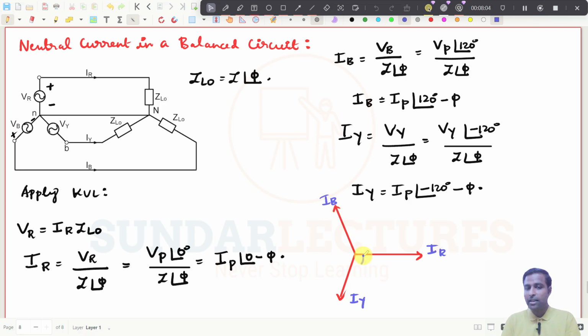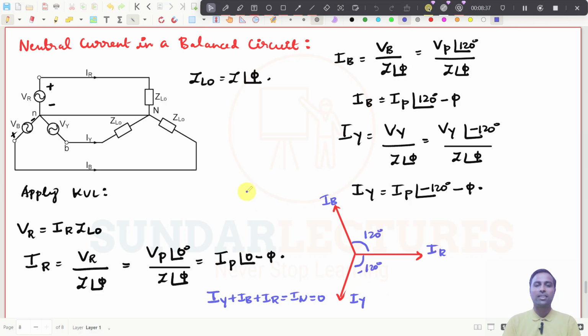And what is this angle? This is 120 degrees, and this angle is minus 120 degrees. This is plus 120 degrees, right? This is actually happening. And if you add all these, IY plus IB plus IR, that should be equal to IN, the neutral current, and that should be equal to 0. If you add all these, everything becomes 0.